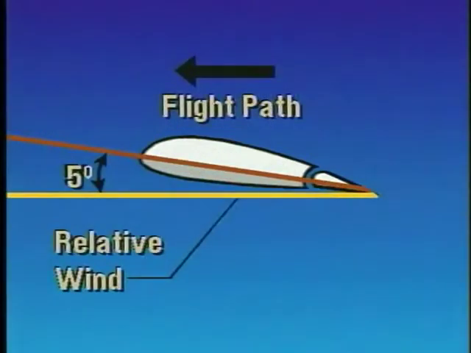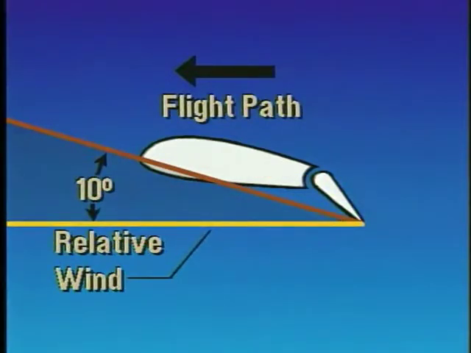Suppose that with the flaps up, the angle of attack is 5 degrees. By lowering the flaps, which changes the chord line, the angle of attack increases to 10 degrees. This higher angle of attack provides more lift and more drag.